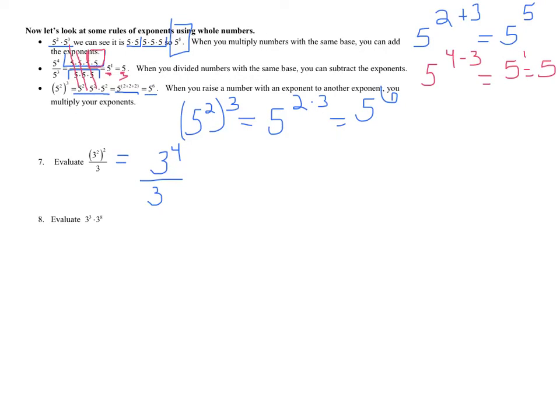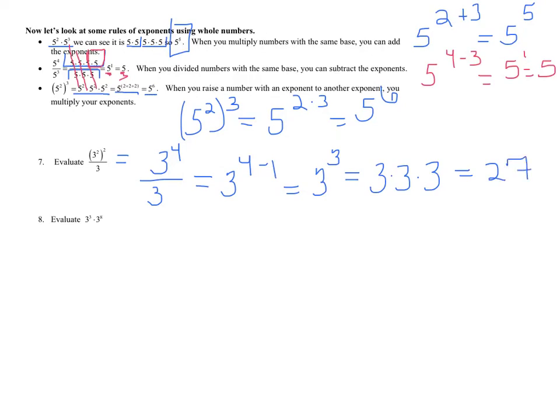Well, now I'm going to use the second property about dividing like bases. So 3 to the 4th divided by 3, I would subtract those exponents, and I would see that this is 3 to the 3rd. Well, 3 to the 3rd, if I wanted to continue to evaluate, this would be 3 times 3 times 3, which is 27.